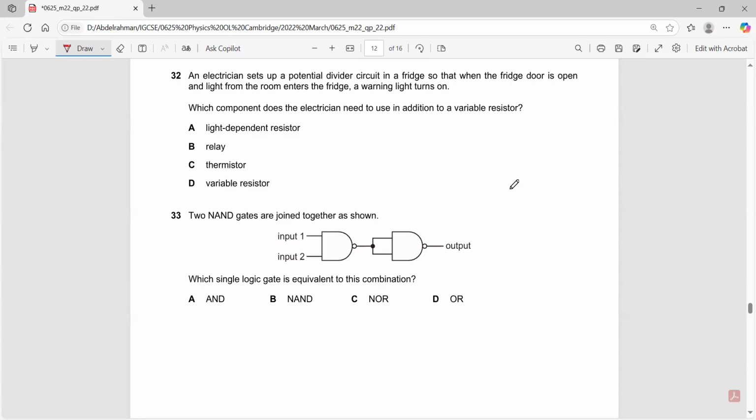An electrician sets up a potential divider circuit in a fridge so that when the fridge door is open and the light from the room enters the fridge, a warning light turns on. Which component does he need? It depends on the light, so it's a light dependent resistor.